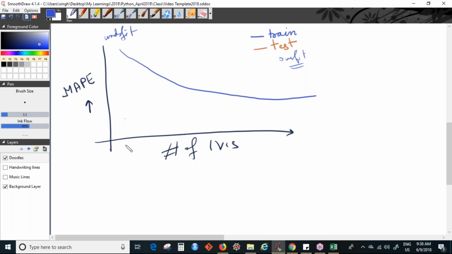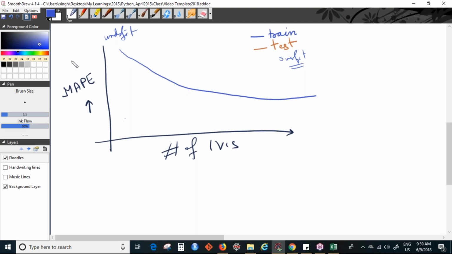If you are taking too few variables, your model is underfit. If your model is underfit, your error will be high. And as you go on adding more and more variables, your model becomes more and more accurate. And after some point, it will start to overfit. But overfitting is not really a problem for training data. So it will just stay constant. It will not decrease. It will stay the same. Okay. So this is how it will look like for training data.